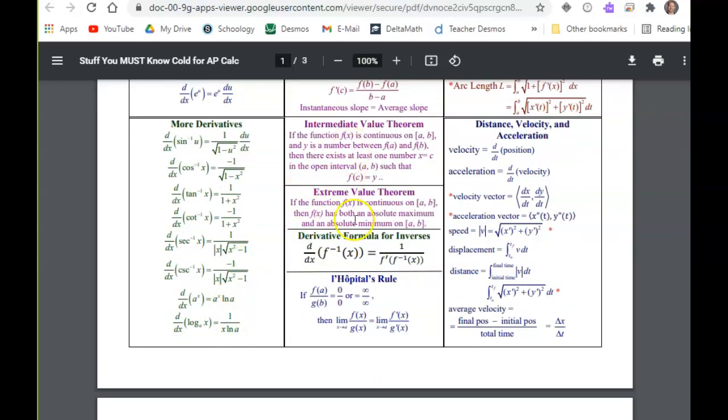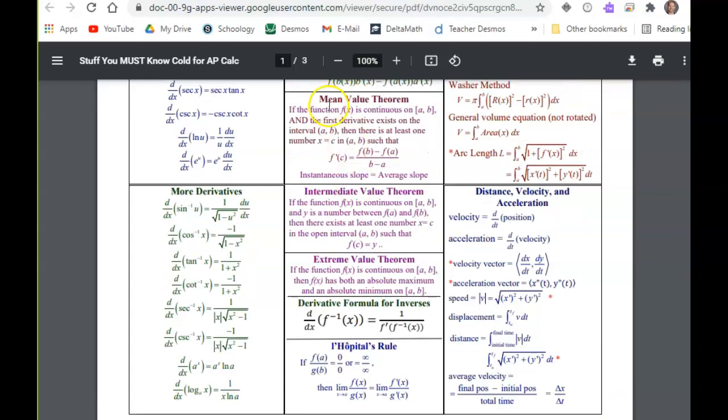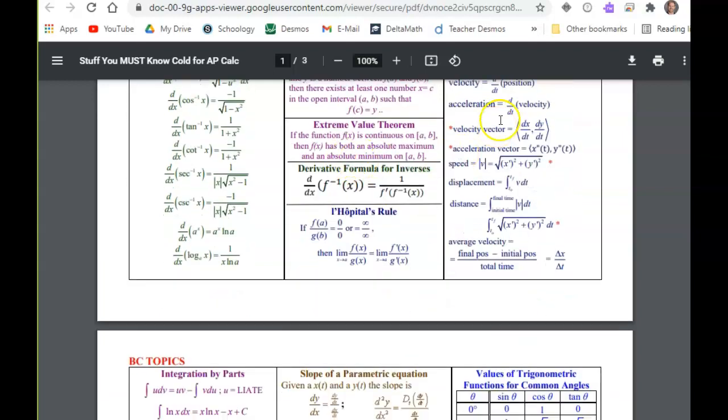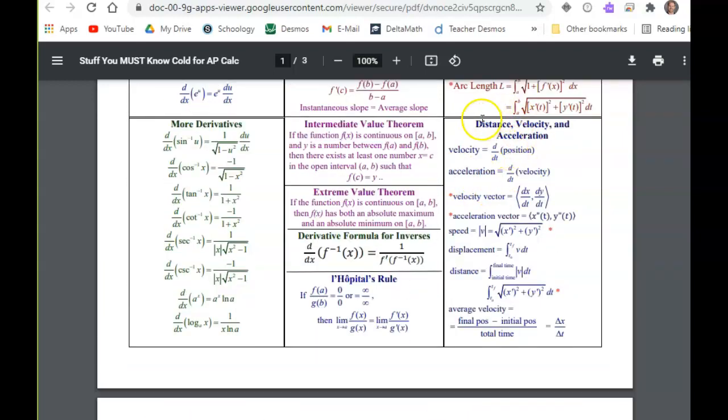Intermediate value theorem, extreme value theorem. The mean value theorem, that's a big one. I guarantee you're going to see a mean value theorem question, most likely a multiple choice and a free response part. And then the piece that we just did today in the warm-up was based off of distance, velocity, and acceleration. And that's what we're going to be reviewing here today.